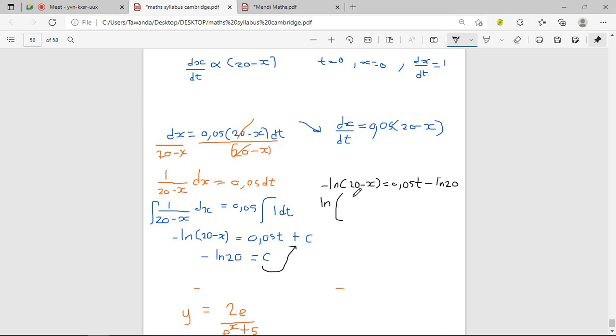It will be positive ln 20, right? Yes. So it will be positive ln 20 minus ln that. So using laws of logarithms, it will be ln of 20 over 20 minus x, right? Yes. Are we together? Yes. Right. Is equal to what? 0.05 t.